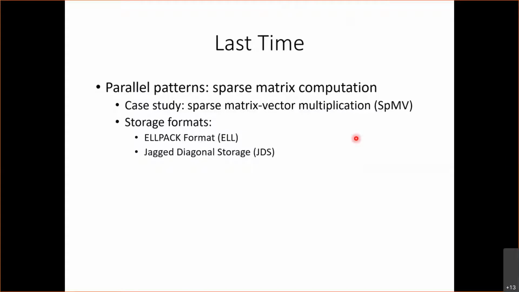So last time, we spoke about sparse matrix computations. It was the second lecture in a series of 2 lectures about sparse matrix computation. In the first lecture, we had talked about 2 formats, COO and CSR. And last time, we talked about 2 more formats, which were the ELL format and the JDS format.